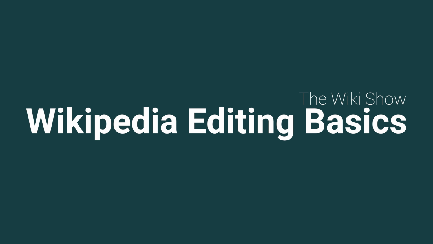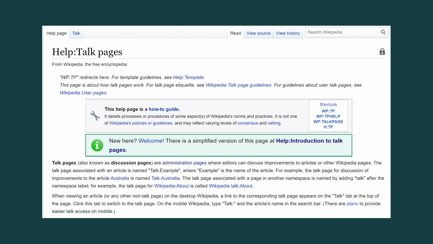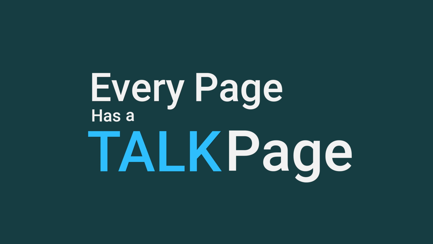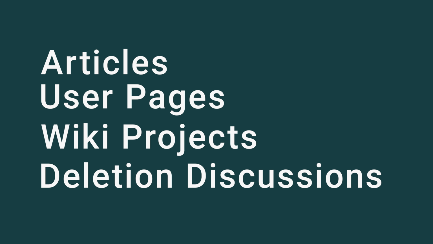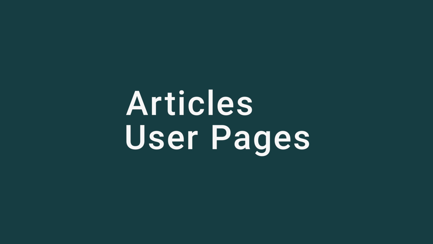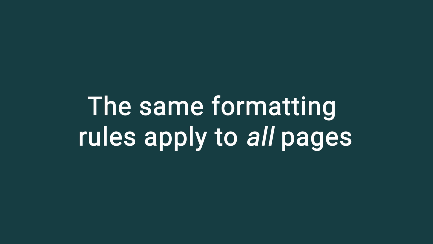Today we are going to look at talk pages. What are talk pages? Talk pages are where editors can discuss improvements to Wikipedia. Every page on Wikipedia has a corresponding talk page. This includes articles, user pages, wiki projects, administration pages, deletion discussions, and more. The main types of talk pages are article talk pages and user talk pages. The same formatting rules apply to most talk pages. Let's talk about each one.